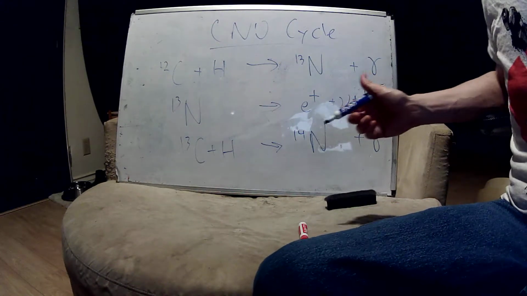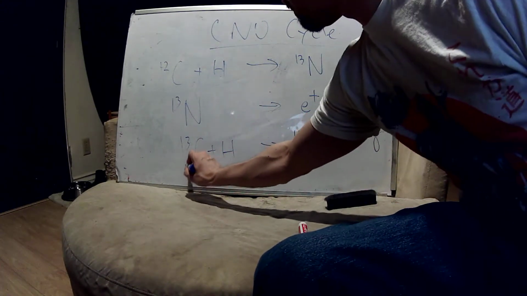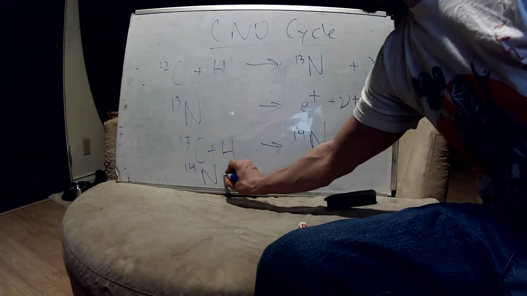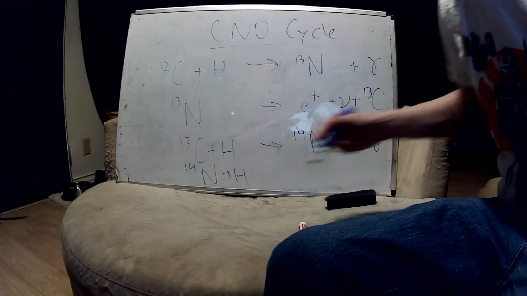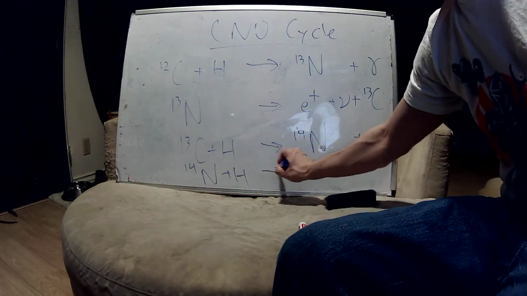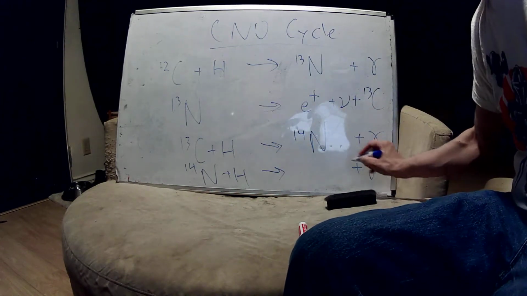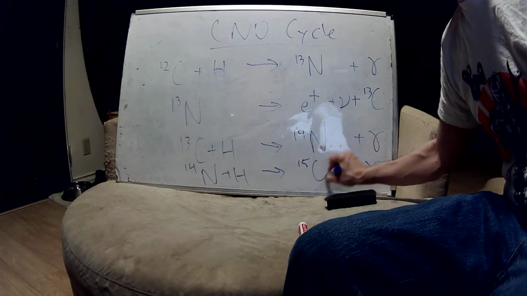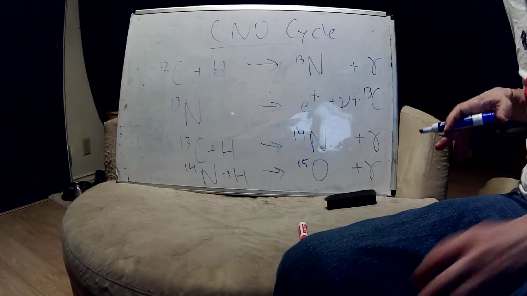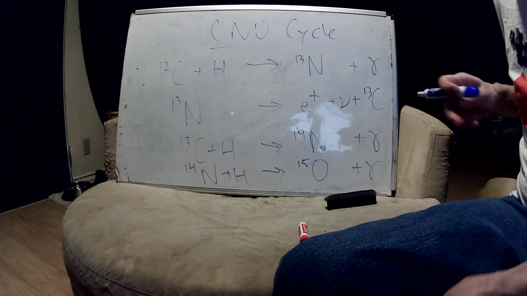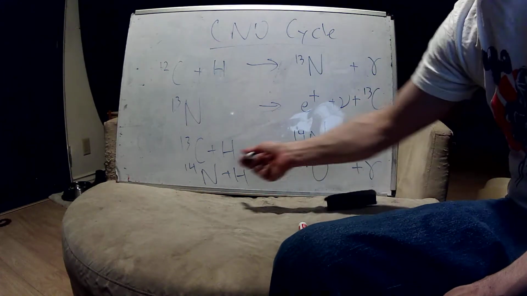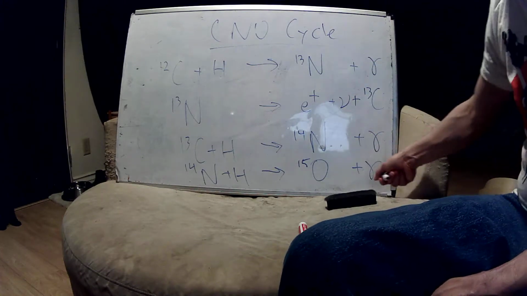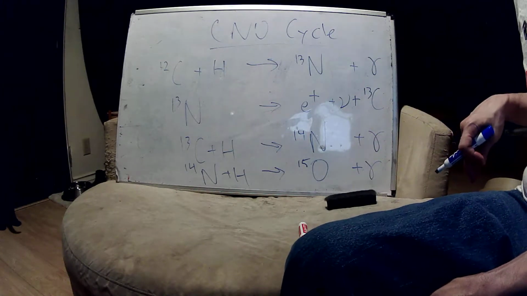The next thing that's going to happen is this nitrogen-14 is going to get collided with by another hydrogen. Guess what's going to happen? We're going to end up with another gamma ray. And this time, what are we going to get? Oxygen-15. Right? We're going to increase our atomic number by 1. We're going to increase our mass by 1. And in so doing, we're going to spit out another gamma ray.